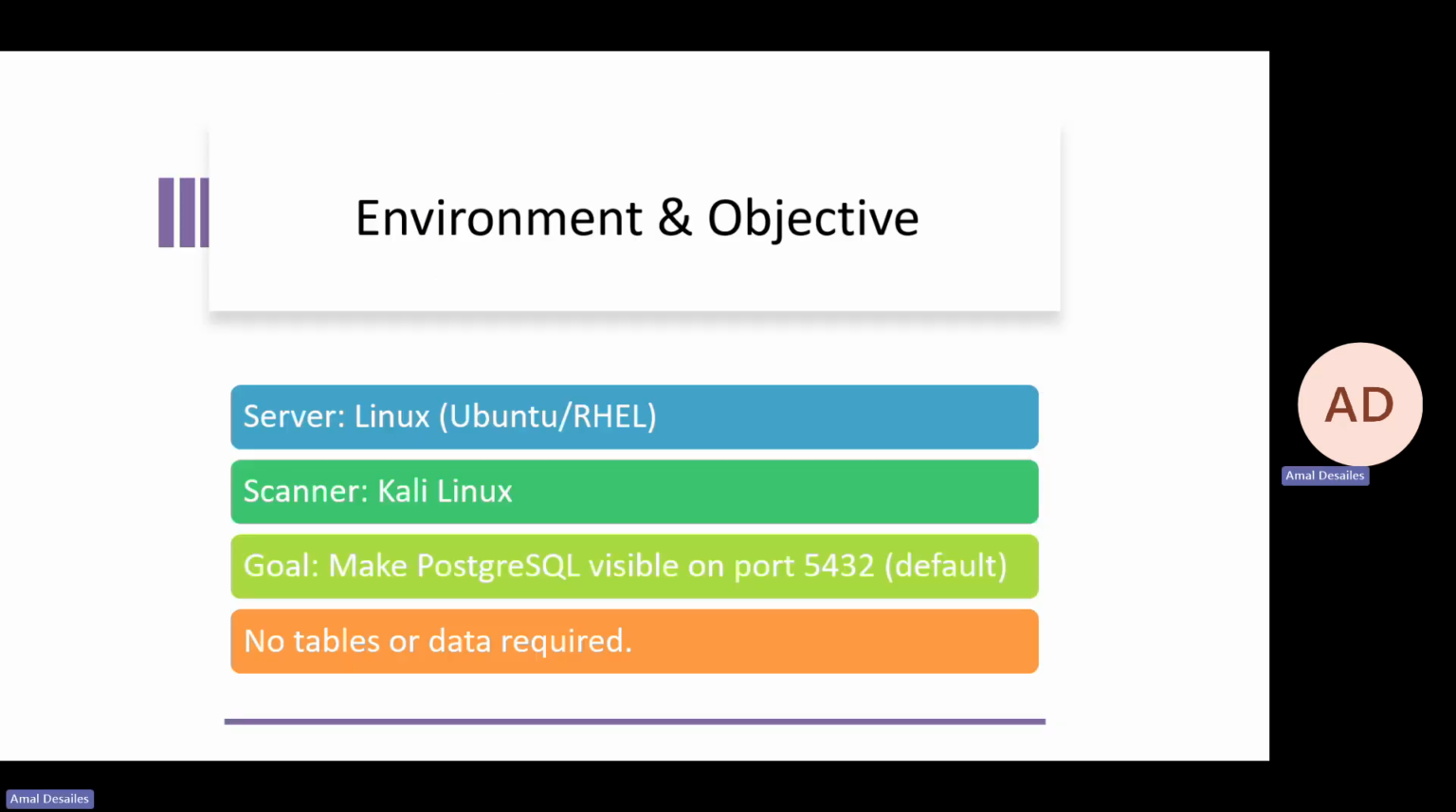All right, so the environment and the objective. The server is a Linux host, could be Ubuntu, and the scanner is a Kali box on the same network. The goal is simple: make Postgres listen on its default port 5432 so the port shows as open when we run the Nmap scan from the Kali. We are not creating databases or tables, just making the service discoverable, and then talking about how to harden it after the test.